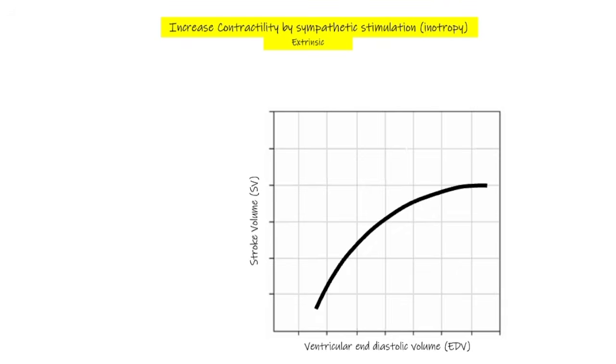Here is our cardiac function curve, and this is going to demonstrate the effect of sympathetic stimulation on ventricular muscle. And the term that we use as far as this positive inotropic effect is this term called contractility. So here is our standard, let's say, venous return and diastolic volume, giving us this particular stroke volume.